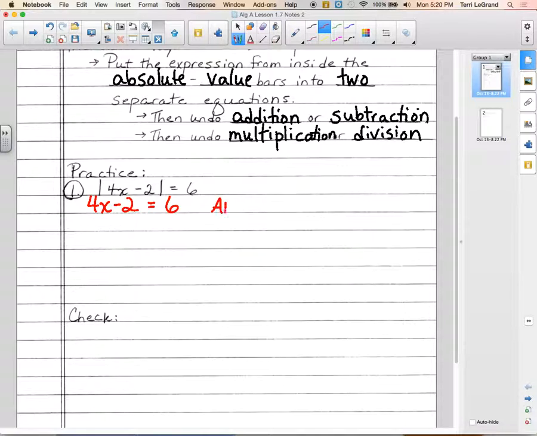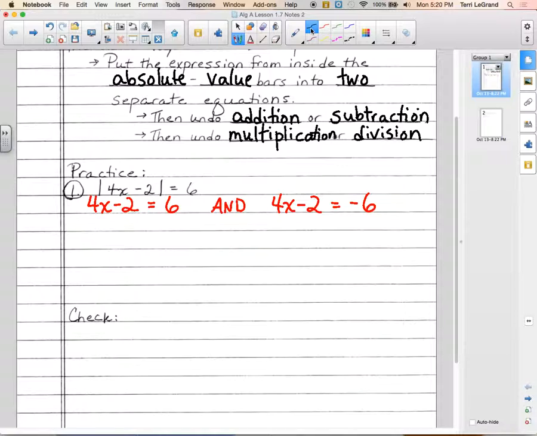But we also have another number on the number line that has a distance of 6 units from 0. So we can set our 4x minus 2 equal to that number, and that is negative 6. So we now have our two equations, our two cases. We'll solve each of them separately and see what we get for a solution.